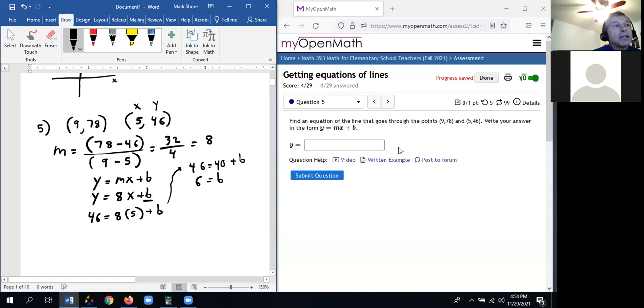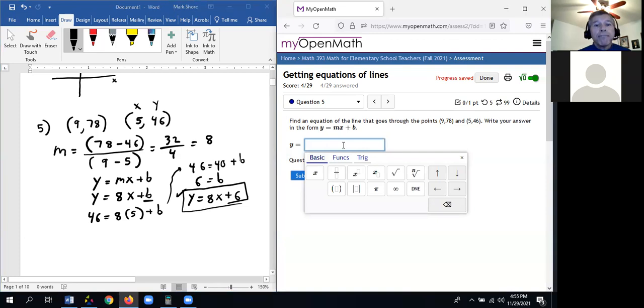So that means that the entire equation is y equals 8x plus 6. That's the answer to this problem. And you can check it by substituting in the values for x to see if you get out the y. Like, for example, if I substitute 9 in there for x, I get 9 times 8 is 72, and 72 plus 6 is 78. It works. You can check this one. Put 5 in. 5 times 8 is 40. 40 plus 6 is 46. If it works with both points, that's the answer for sure. So you just type that in. 8x plus 6.